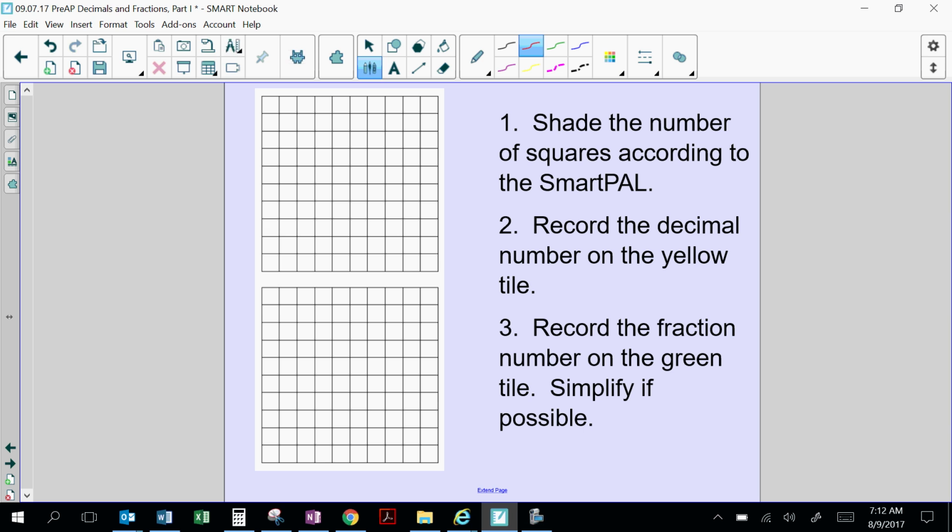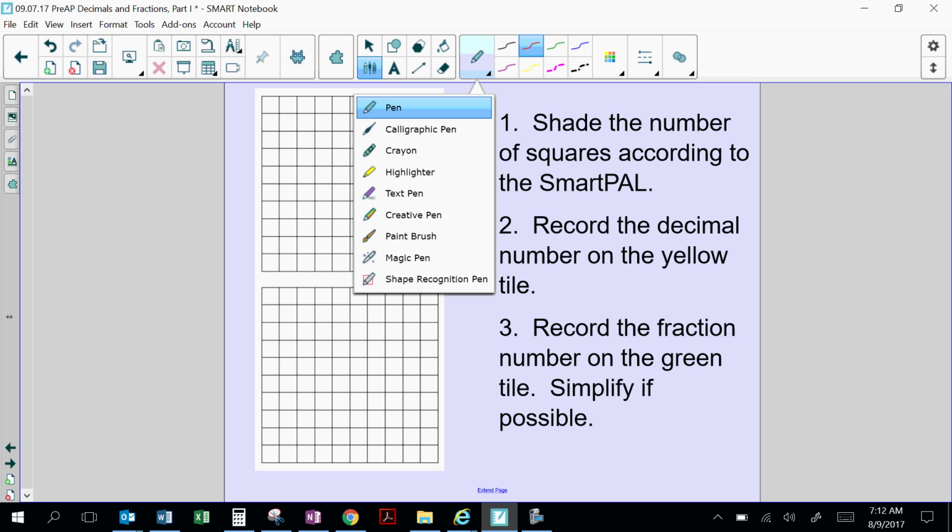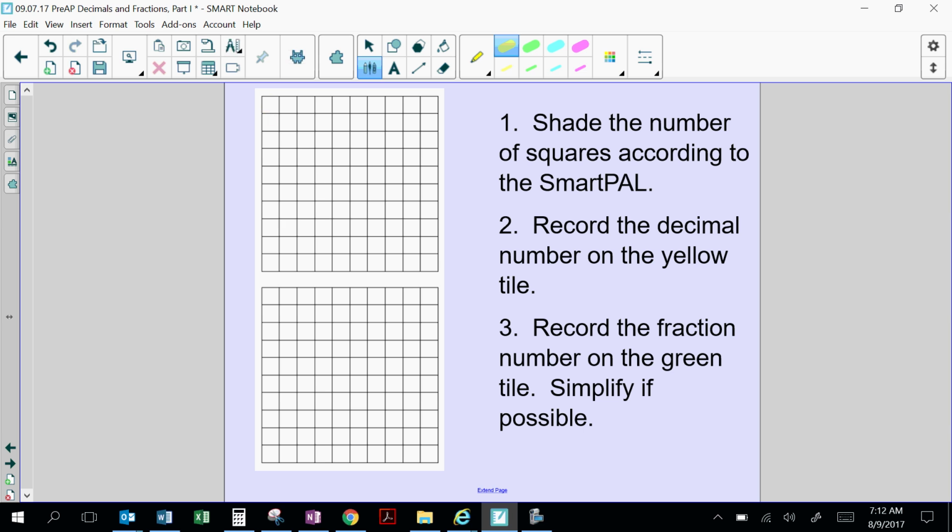All right, so what you're going to be doing in the next activity is you're going to be getting a smart pal, and you're going to have a dry erase marker. I'm going to give you a little strip to tell you how many squares to shade in. For example, you may say, please shade 20 squares. So with your dry erase marker, you're going to shade in 20 squares.